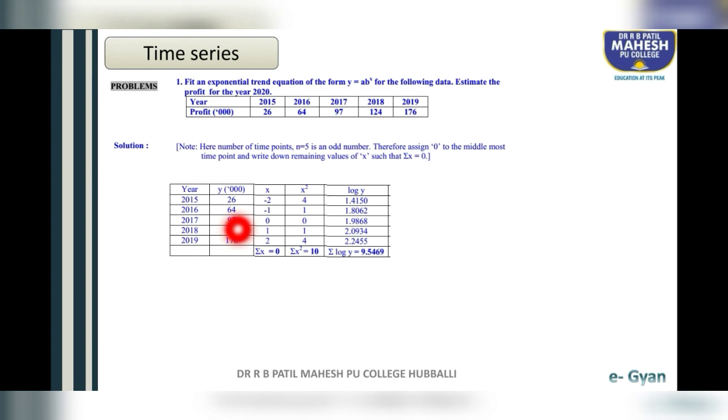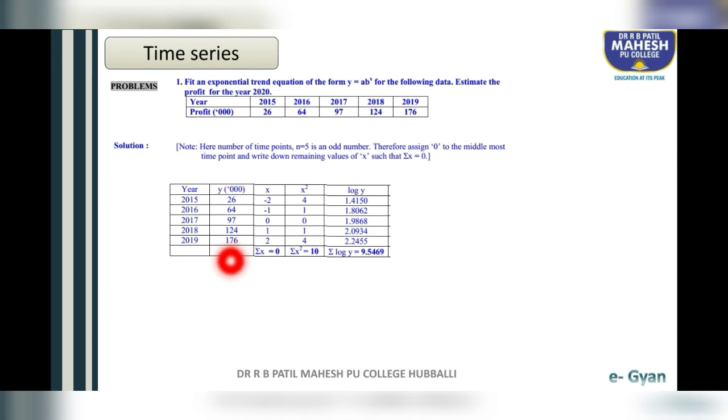Digits are 2. 2 minus 1 is 1. So 64 under 0 is 8062. Next, log of 97. Digits are 2. 2 minus 1 is 1. So 97 under 0 is 9868. So next is, students, log of 124. Here 3 digits are there, 1, 2, 3. 3 minus 1 is 2. So 2 point first 12 under 4 is 0934.